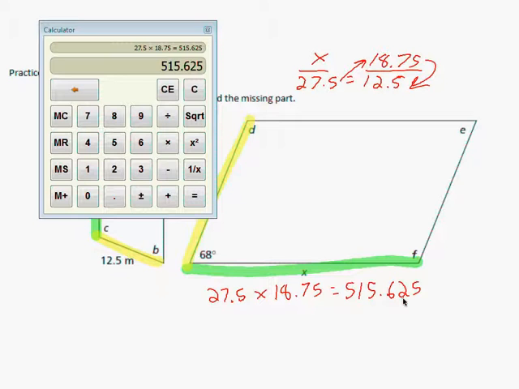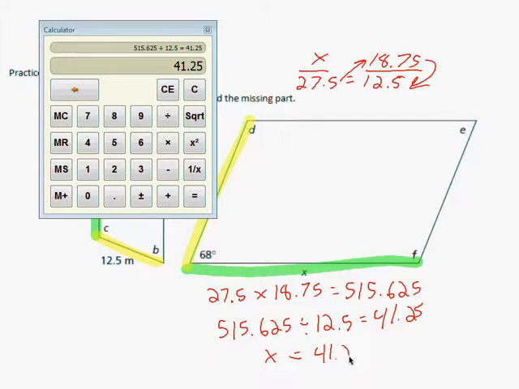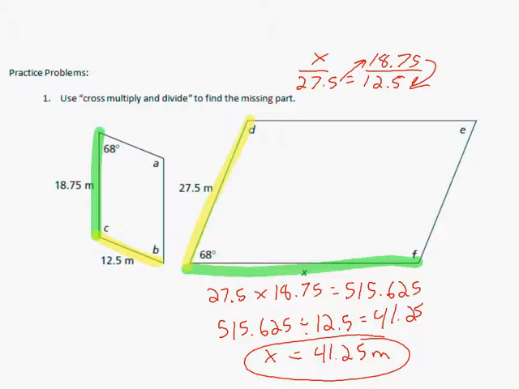515.625. So now I have 515.625 divided by 12.5 equals 41.25. Last step, x equals 41.25 meters. Alright, still not too hard. One slightly harder shape and then we're done with this lesson.